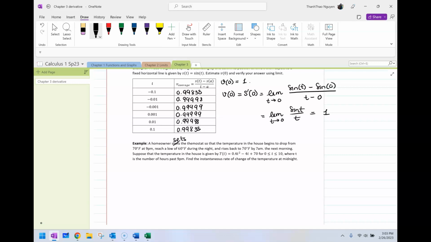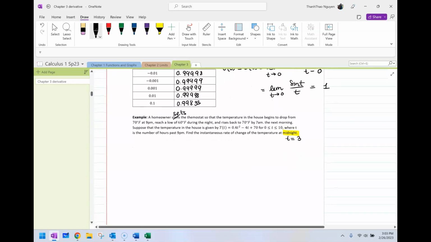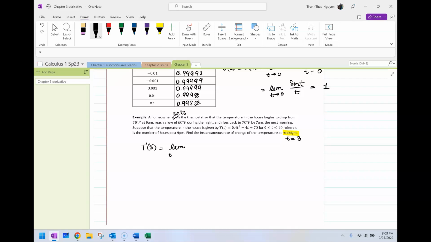Okay, so what does this mean? Well, since midnight is 3 hours past 9 o'clock, we want to find how fast the temperature is changing. Okay, is it increasing or decreasing at midnight? We do that by calculating the limit: T prime of 3 is equal to the limit as t approaches 3 of T of t minus T of 3, divided by t minus 3.